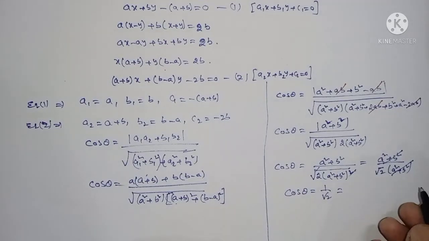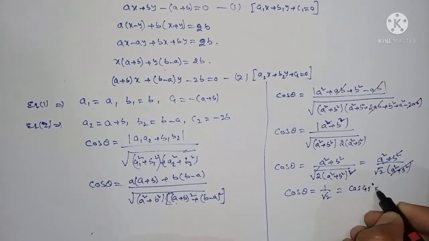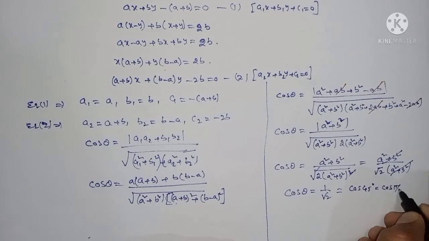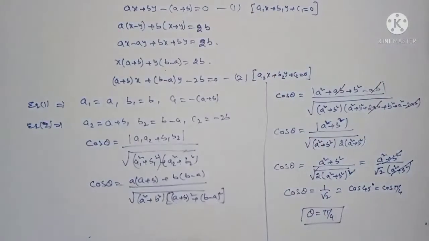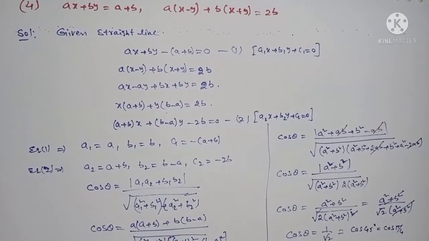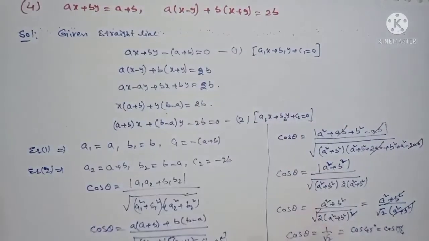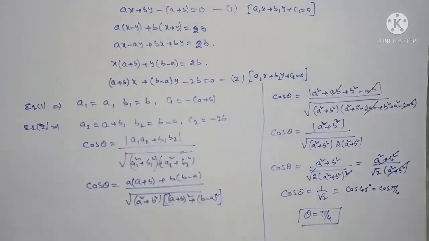1 by root 2 is nothing but cos 45 degrees, cos pi by 4. Therefore theta is equal to, the angle between the given two lines is, what is the answer? The angle between these two lines is theta is equal to pi by 4, 45 degrees. This is the method of finding the angle if two lines are given. Okay.